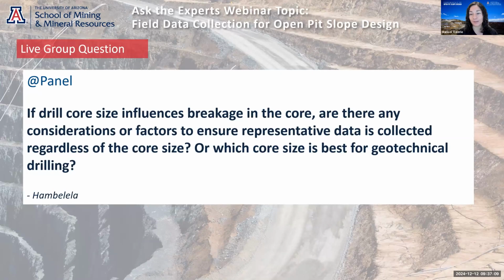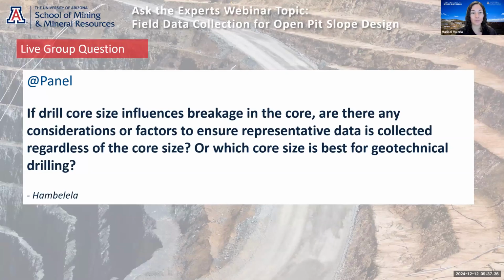So what size is best for geotechnical drilling? I would say for a campaign, one of the things I would suggest is to have a consistent drill core size throughout the project, and ideally for campaigns over time, so that you're not introducing differences in the data due to differences in core sizes. And it's definitely something to be considered for lab testing as well.